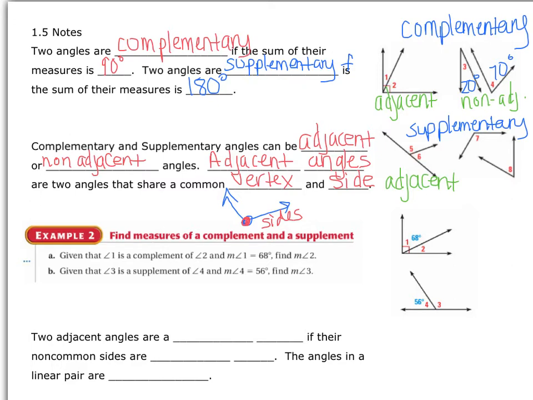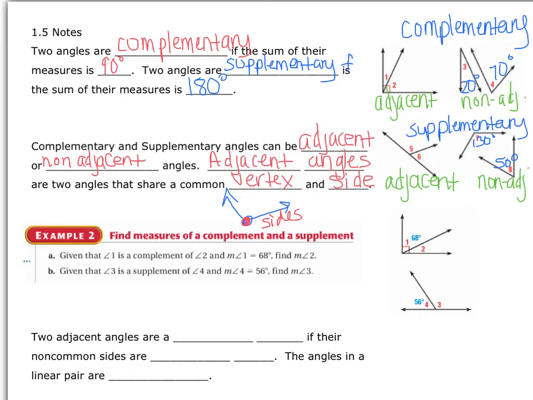Now in this 7-8 pair, let's say this one is 130 degrees and this one is 50 degrees. We can say that those are also supplementary because if we were to add 130 and 50, we'd get 180, but these are non-adjacent because they're not sharing any sides or angles, they're not touching.